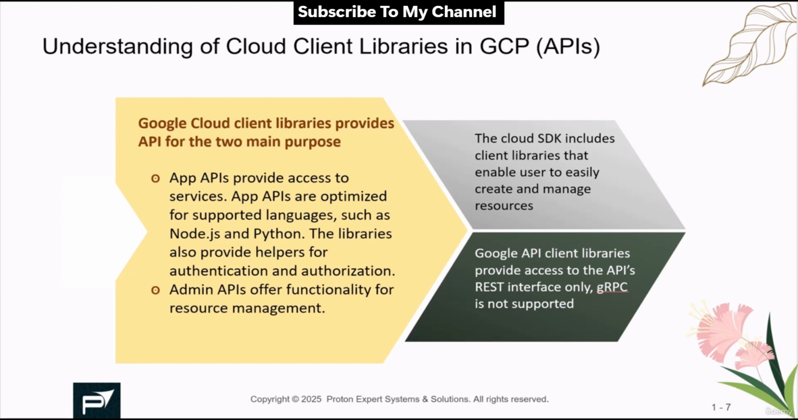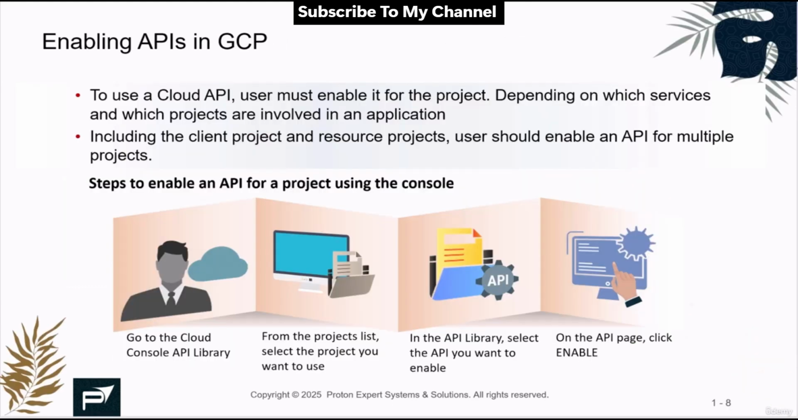Enabling APIs in GCP. To use a cloud API, user must enable it for the project, depending on which services and which projects are involved in an application. Steps to enable an API for a project using the console. The first step is navigate to Cloud Console API Library. From the projects list, select the project you want to use. In the API library, select the API you want to enable. Then, on API page, click Enable.